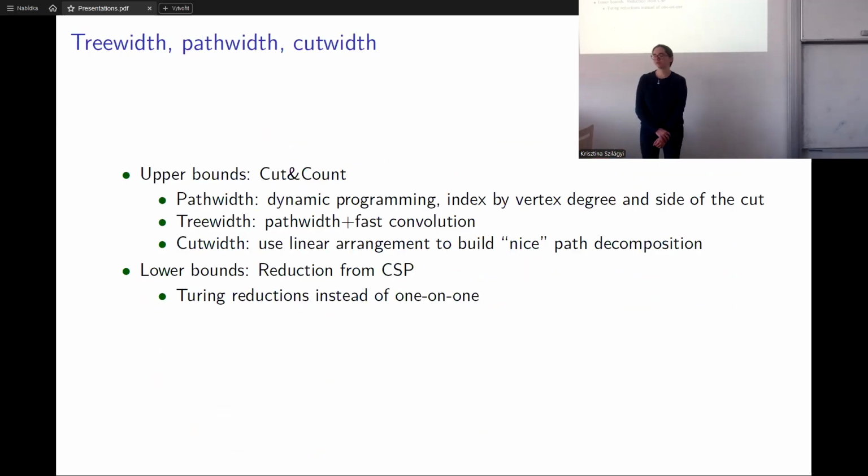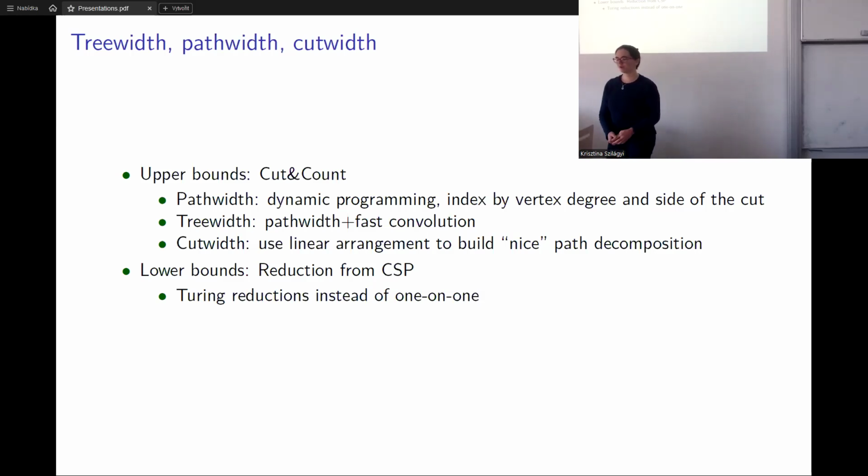I will just briefly talk about treewidth, pathwidth, and cutwidth because they are maybe the less innovative parts of our paper, and because the solutions for all of them use the same technique. It's more or less one algorithm that's adapted to all three cases. For upper bounds, we use cut and count.